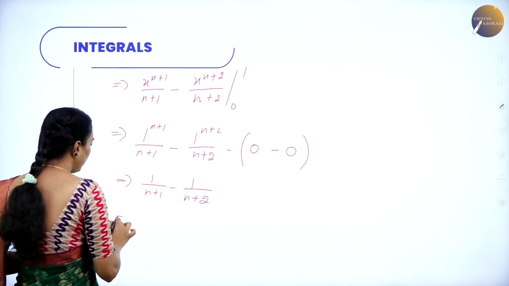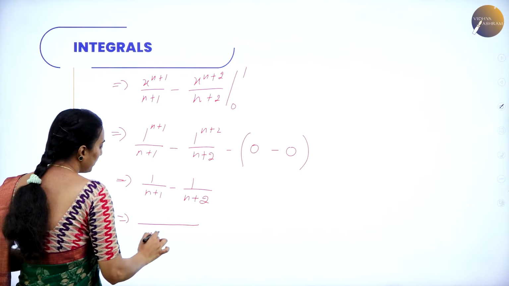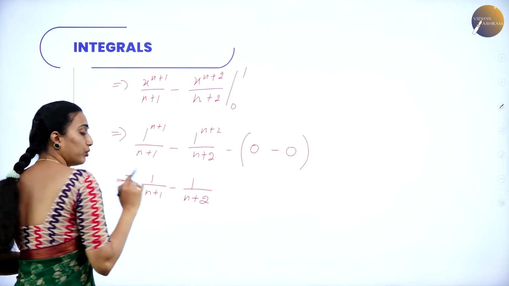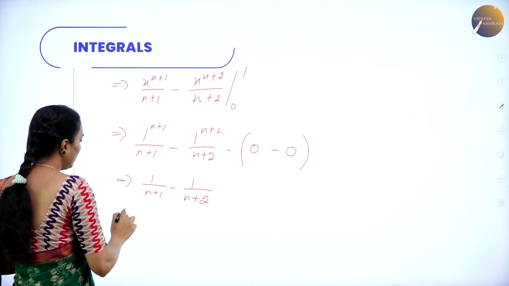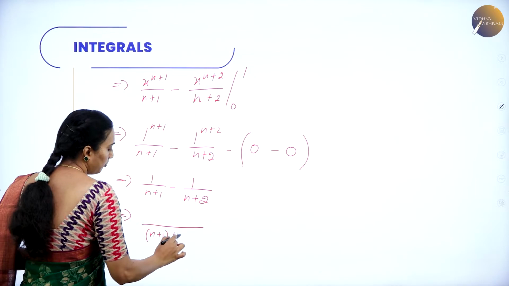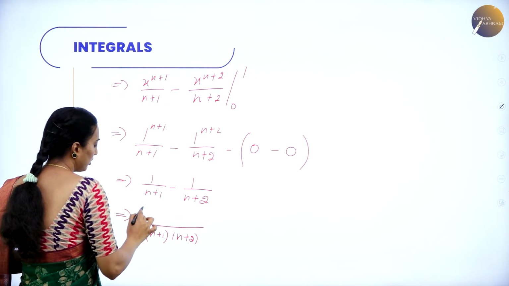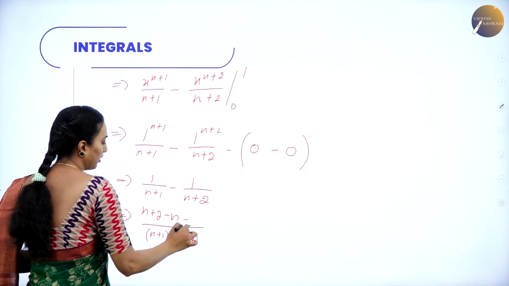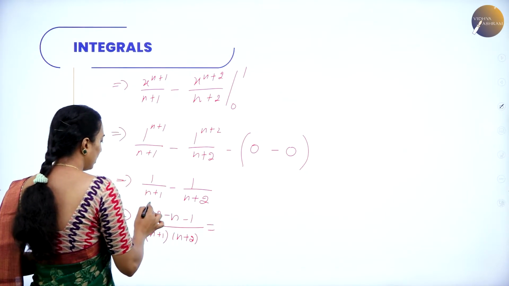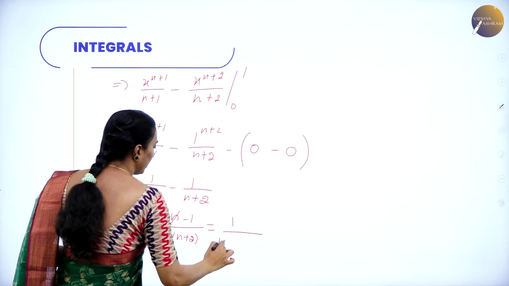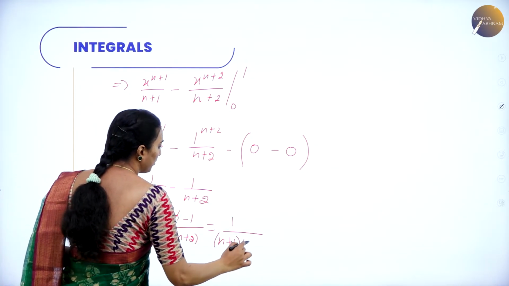You can cross multiply, which will be giving you (n plus 1) into (n plus 2) in the denominator. So cross multiply: n plus 2 minus n minus 1, which implies, so here plus n minus n will get cancelled. 2 minus 1 is 1 divided by (n plus 1) into (n plus 2).